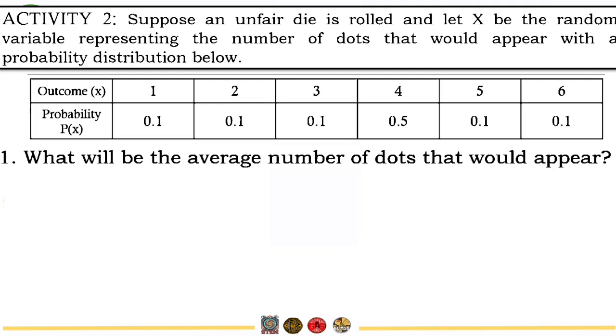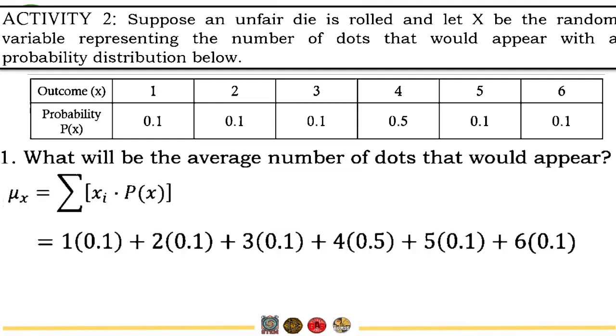We will use what formula? Use the formula for the mean of a discrete random variable, mu of x. So how do we get mu of x? Mu of x is the summation of each random variable times its probability: 1 times 0.1 plus 2 times 0.1 plus 3 times 0.1 plus 4 times 0.5 plus 5 times 0.1 plus 6 times 0.1, and it has a total of 3.7. So what do we mean by 3.7? The average or the mean of the discrete random variable is 3.7. If you round this off, it is closer to 4.